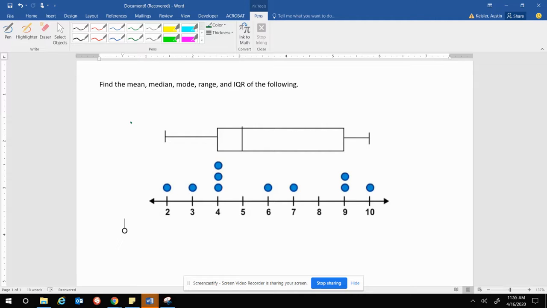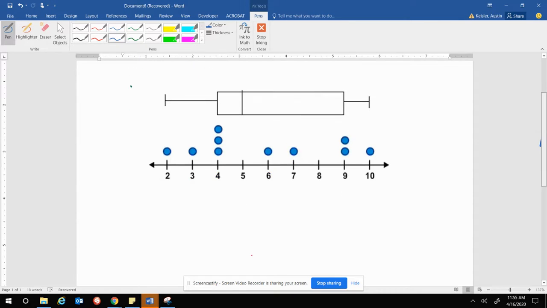If you've been watching my videos, you know that I always want to start off with the mode because that's the easiest one. Well, on a box and whisker plot, there is no way to find a mode. So we're going to have to use the dot plot for that one. It's easy off a dot plot. My mode has to be 4 because that's the number that occurs the most. So my mode is 4.